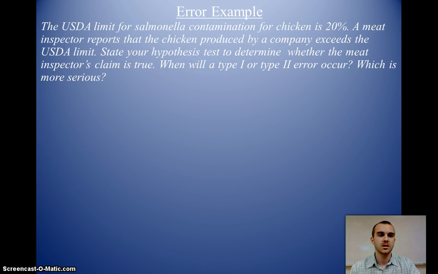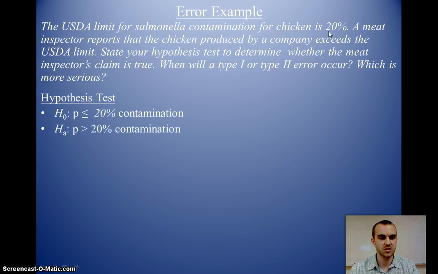Now let's look and see which may cause more issues in the long run, type 1 or type 2 error. Say that we know that the USDA will not allow more than 20% of chicken in a plant to be contaminated with salmonella. And so say they go into a plant and we want to say what would be the difference between type 1 and type 2 error. So first we set up our null and alternative. Since the maximum amount is 20%, that means less than or equal to 20%.